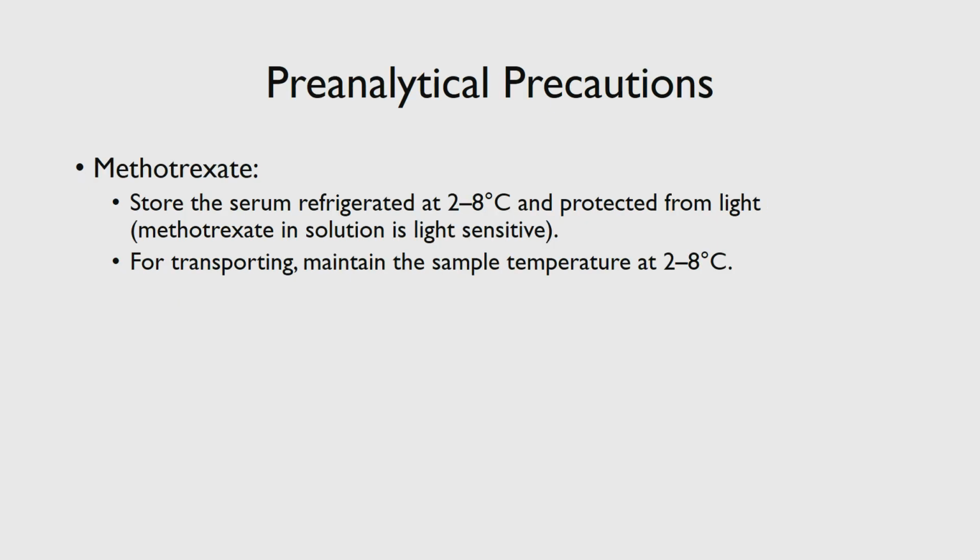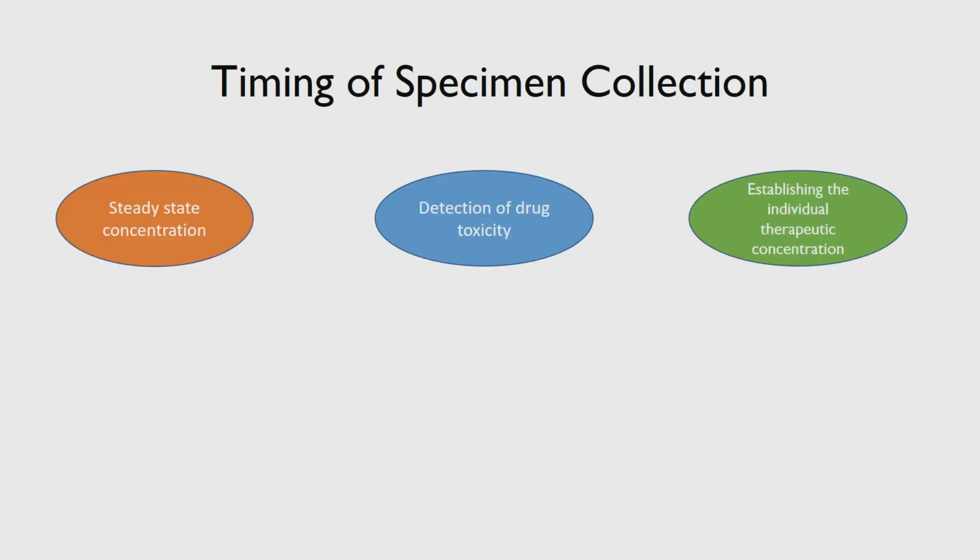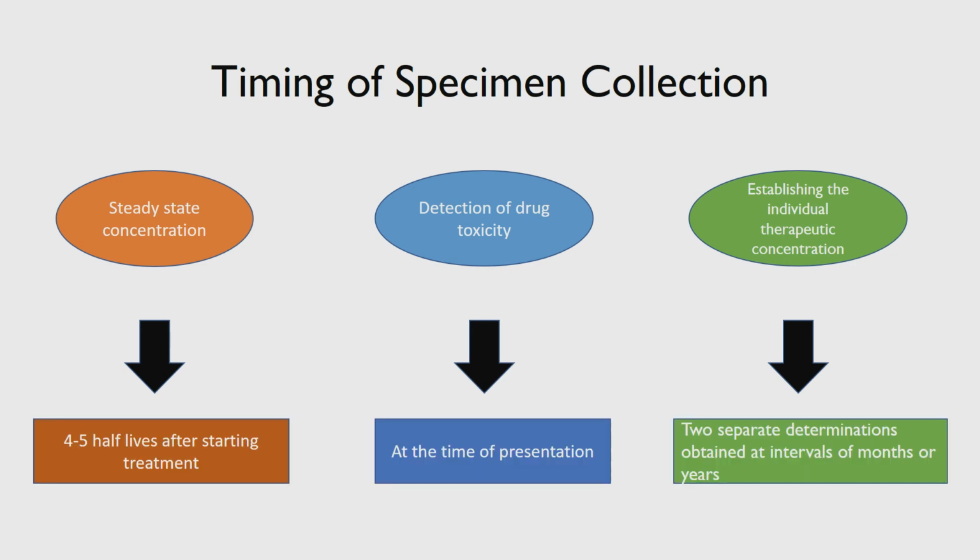So to conclude, some of the take-home points from our experience are these pre-analytical precautions. Methotrexate has to be stored at around 2 to 8 degrees Celsius, and it has to be protected from light because Methotrexate in solution is light sensitive. For transporting, the sample temperature should be maintained between 2 to 8 degrees Celsius. And we need to ensure that the timing of sample collection is dependent on the clinical need. If we are looking for a steady state concentration, then the sample should be taken 4 to 5 half-lives after starting the treatment, preferably just before the next dose.